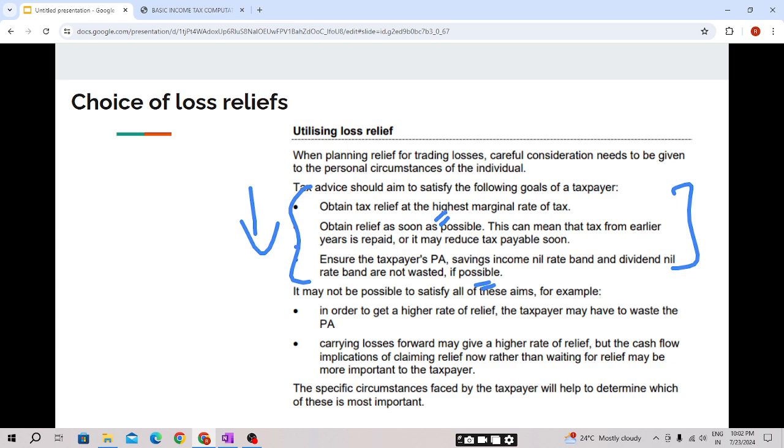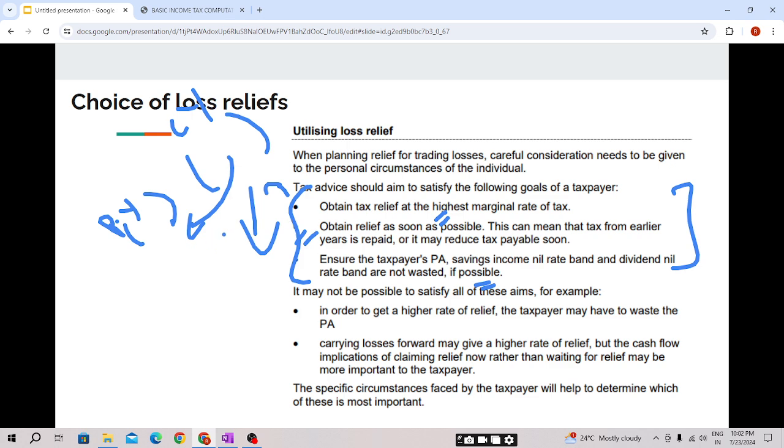The second option is obtaining relief as soon as possible. If an individual in both tax years is paying the same rate, then we will select the previous year first. But if in the current year he is paying more tax than in the previous year, then we will set off against the current year first, and then the previous year will move forward.